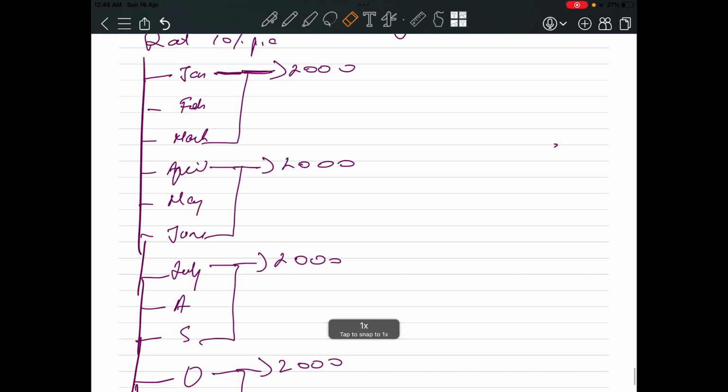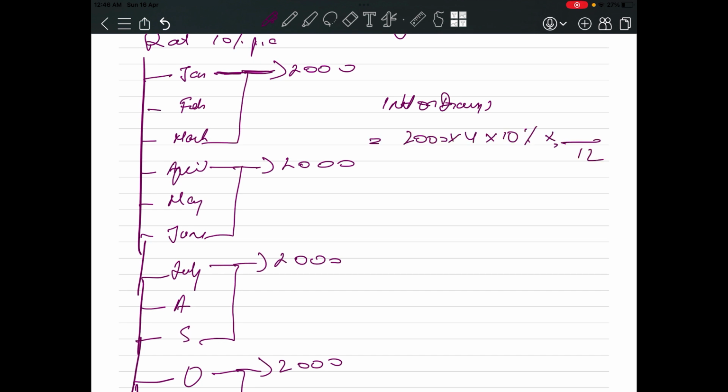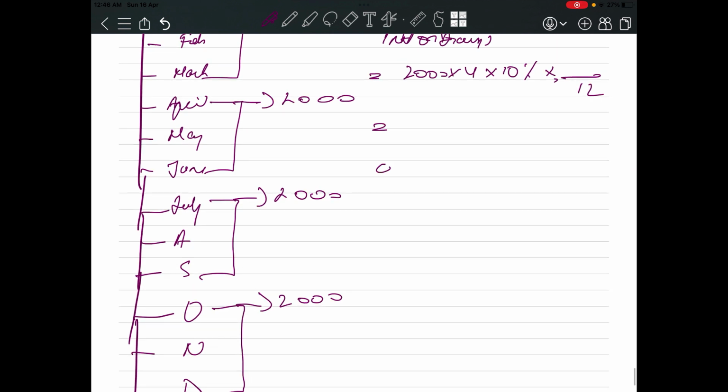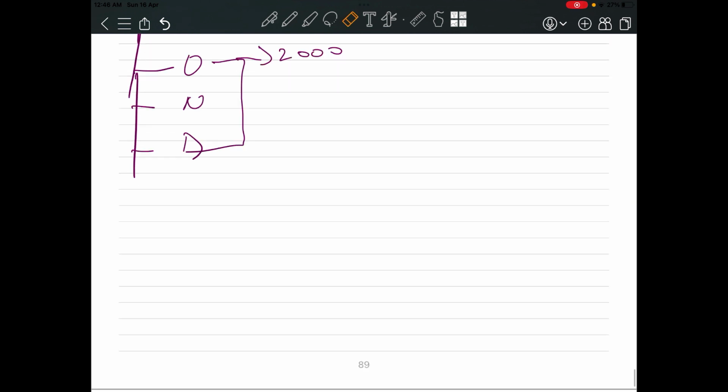We know the amount. Okay, if we have to calculate interest, how will we calculate interest on drawings? We know the amount is 2000. It is withdrawn 4 times. The rate is 10%. We don't know the period. Okay, we'll have to calculate the average period. Now, in order to calculate the average period, we need opening balance, opening period.